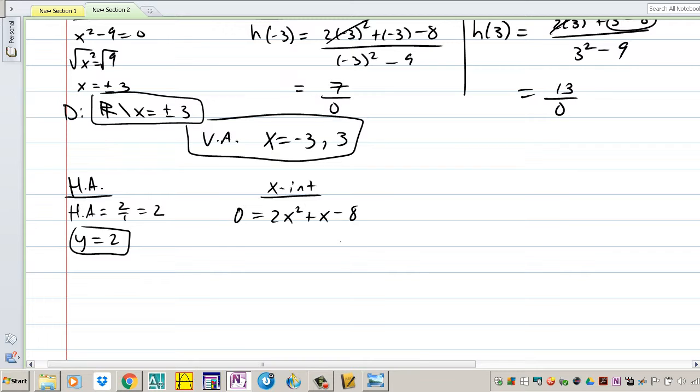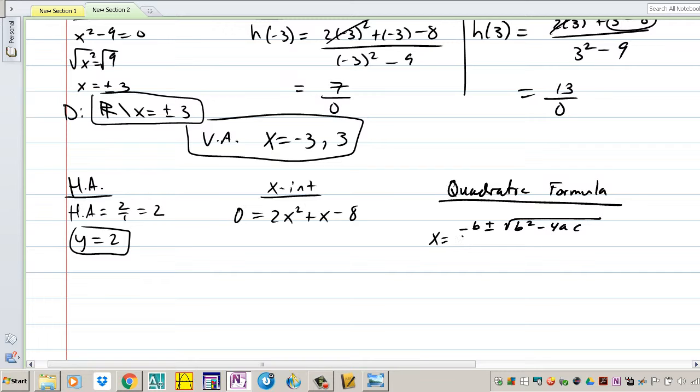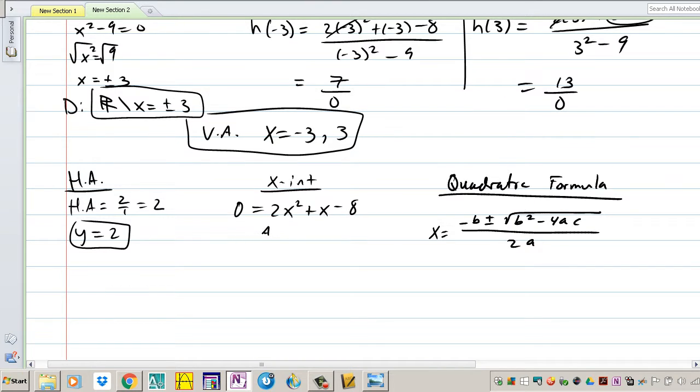We need to do what always works, the quadratic formula. Okay, the quadratic formula, and I know I showed you guys this last year. I even showed you the song, right? So it's x is equal to negative b plus or minus the square root of b squared minus 4ac all over 2a. So this is your a, this is your b, this is your c. A is 2, b is 1, c is negative 8. So let's go ahead and find out what our answers are.